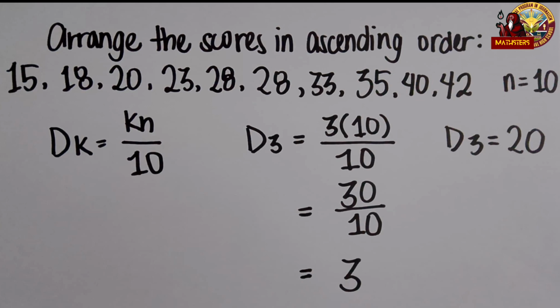Now, using the formula D sub k equals k times n over 10, with k equals 3 and n equals 10, we calculate D3 equals 3 times 10 over 10 equals 3. The quotient is a whole number, so the third decile corresponds to the value at the third position in the sorted list. Therefore, the third decile of the test scores is 20.